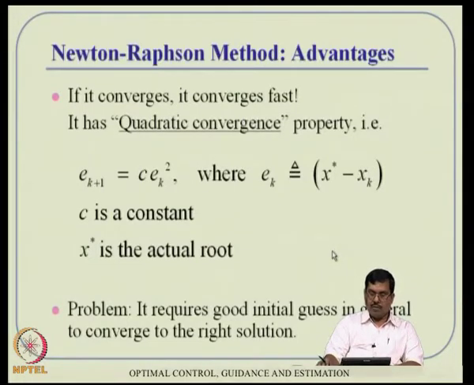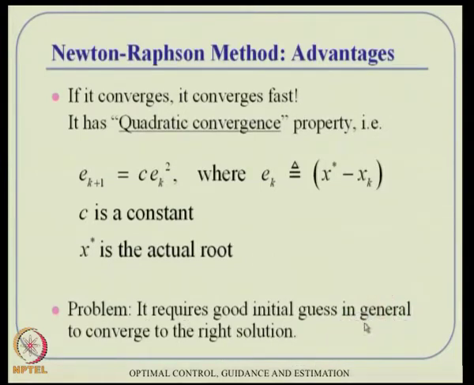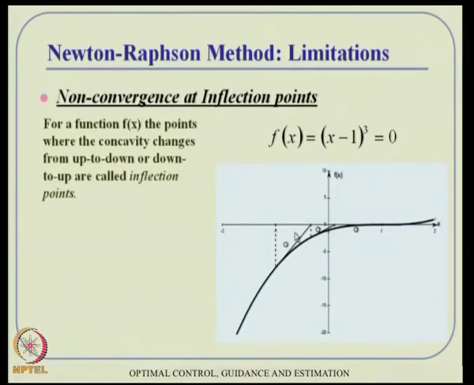However, there are several problems here. One of the problems is that it really requires a good initial guess value in general, and if you give a wrong guess value, it will converge to a wrong value. There is a possibility of that. So, what are the problems of this method? First of all, we will see a couple of issues. The first is that the Newton-Raphson method does not converge at inflection points in general.